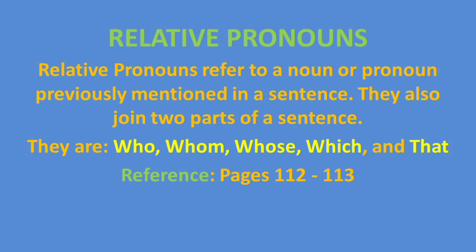Okay? Now, we also made progress into the relative pronouns. We said that the relative pronouns refer to a noun or pronoun which was previously mentioned in a sentence. They also join two parts of a sentence. And there are just 5 of them in English grammar. They are who, whom, whose, which, and that.